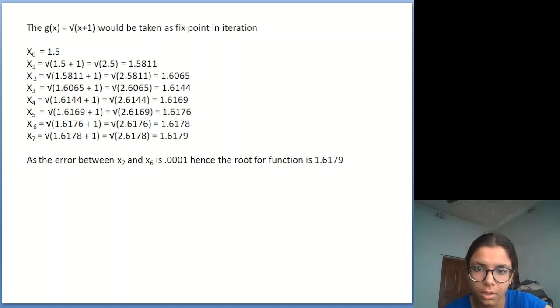As you can see, the error between x5 and x6 is about 0.0005, and so after getting another iteration, you could see that the error between both the values, I mean the x6 values and the x7 values, is 0.001, and with that we can conclude that the root of our function is 1.6176.